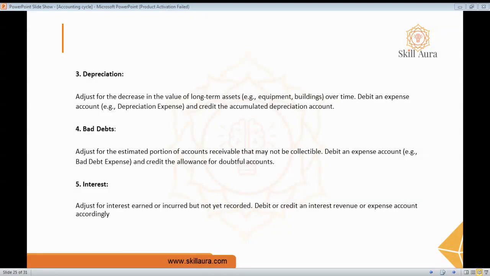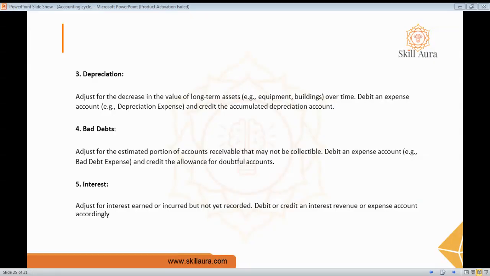When it comes to bad debts, we estimate the portion of the accounts receivable that may not be collectible. Here the expenses account will be debited and the allowance for doubtful accounts will be credited. This is a very important thing. In every adjustment, bad debts will be applied, so you have to understand this concept. In every question there will be one of the adjustments, that is, the balance sheet.